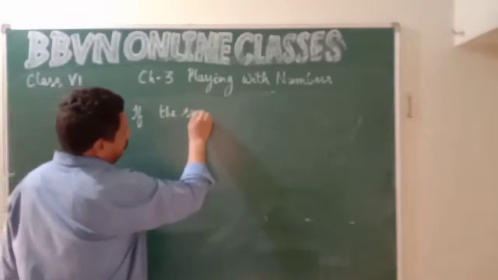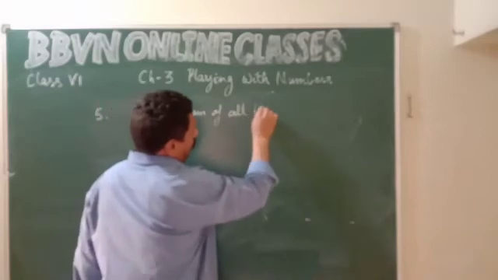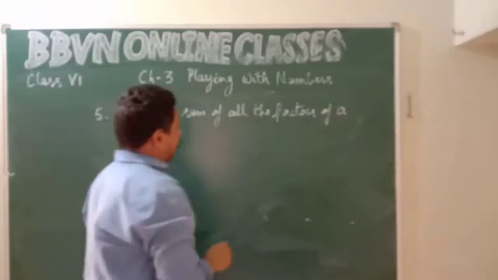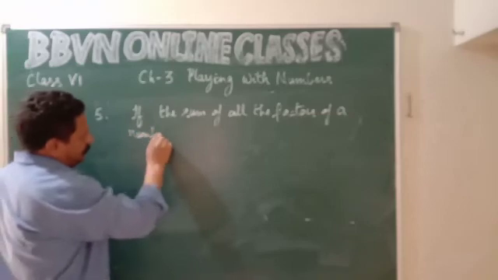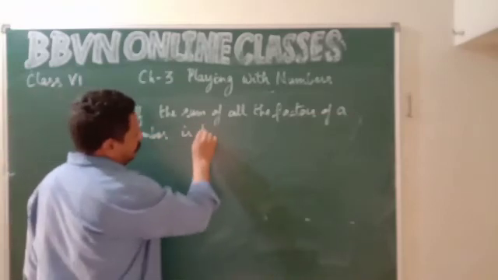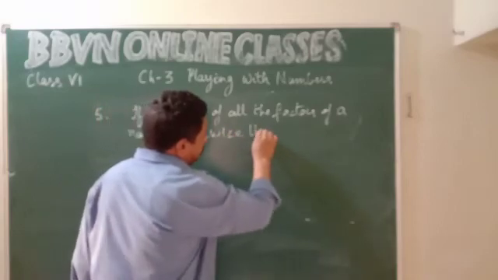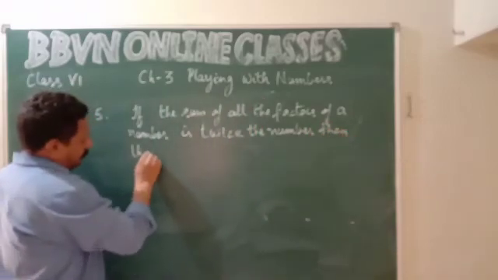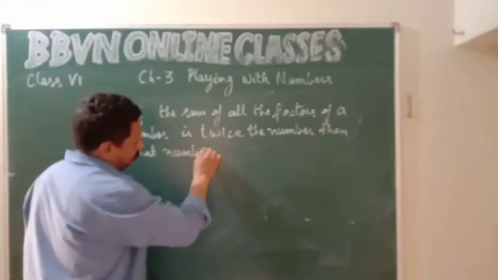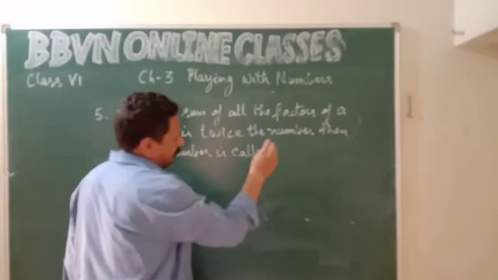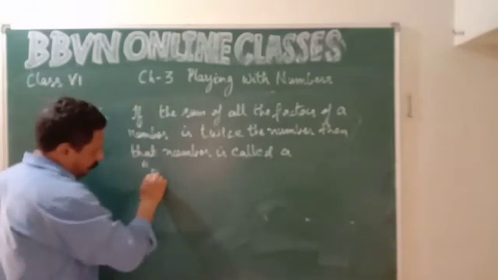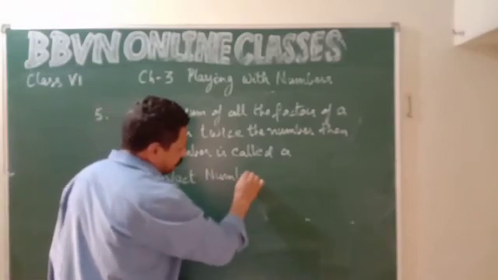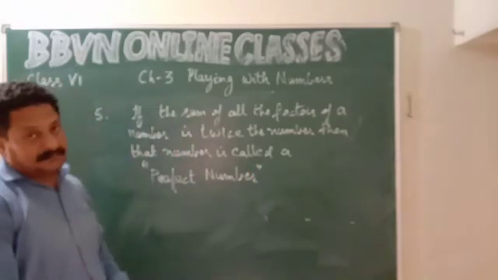If the sum of all the factors of a number is twice the number, then that number is called a perfect number. That number is called a perfect number.